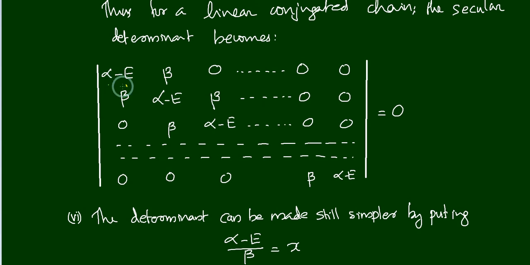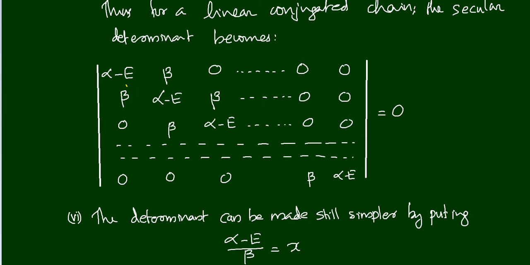Okay, let me divide this alpha minus e by beta, beta by beta, 0 by beta, etc. I am dividing the entire element by beta, and then I have to divide the right hand side also by beta. 0 by beta is equal to 0. So I can write it like this: the entire determinant divided by beta is equal to 0.